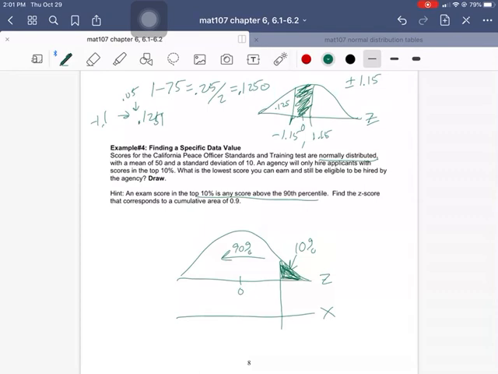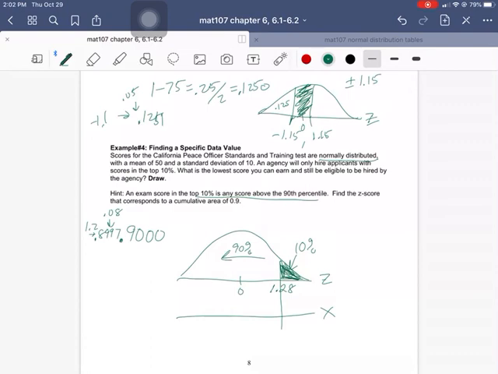Okay, so if I'm looking up 0.9 in the center of the positive table, I'm going to find 0.8997 is the closest one. That's under 0.08, and this way is 1.2. So this right here is going to come out to 1.28 on the z-scale. Okay?